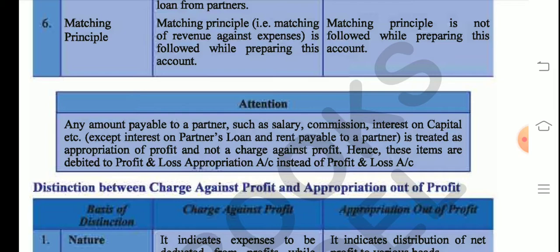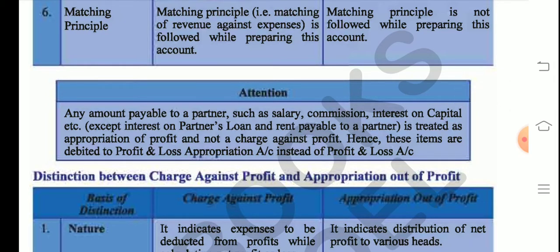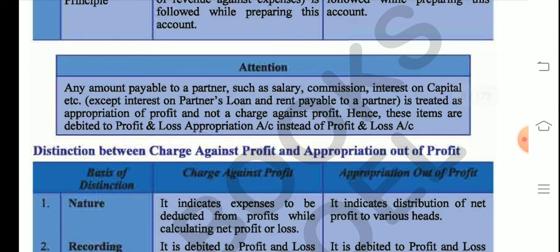It's written here: any amount payable to a partner such as salary, commission, interest on capital, except for the interest on the partner's loan. I hope, students, you remember interest on the partner's loan is important to be paid. Even if the partnership deed is silent about it, we'll pay interest on the partner's loan at 6% per annum. I hope this much is clear to you. Also, the rent payable to a partner. See, these two things, interest on the partner's loan and rent payable to a partner, are definitely paid even if the deed is silent about it. It's treated as appropriation of profit and not a charge against profit.